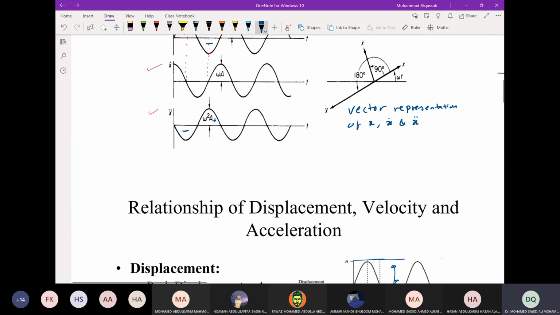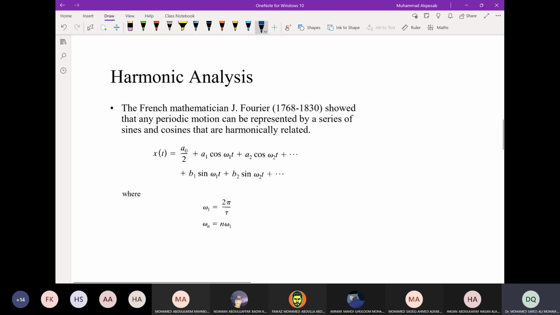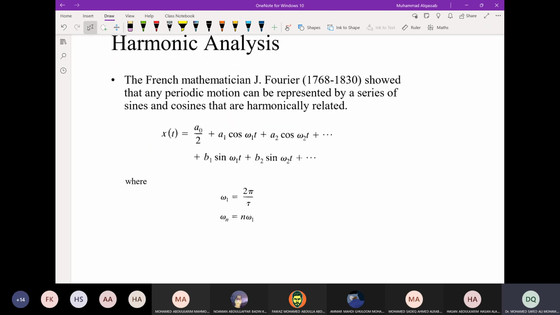So one way of representing periodic functions or motions is using Fourier series, which was shown by Fourier, who was a French mathematician. He suggested that any periodic function can be represented by sine and cosine.